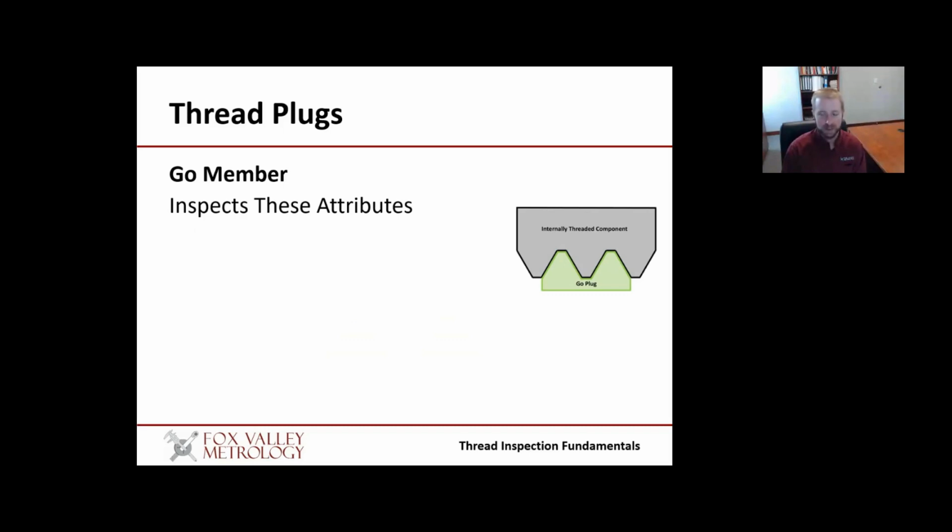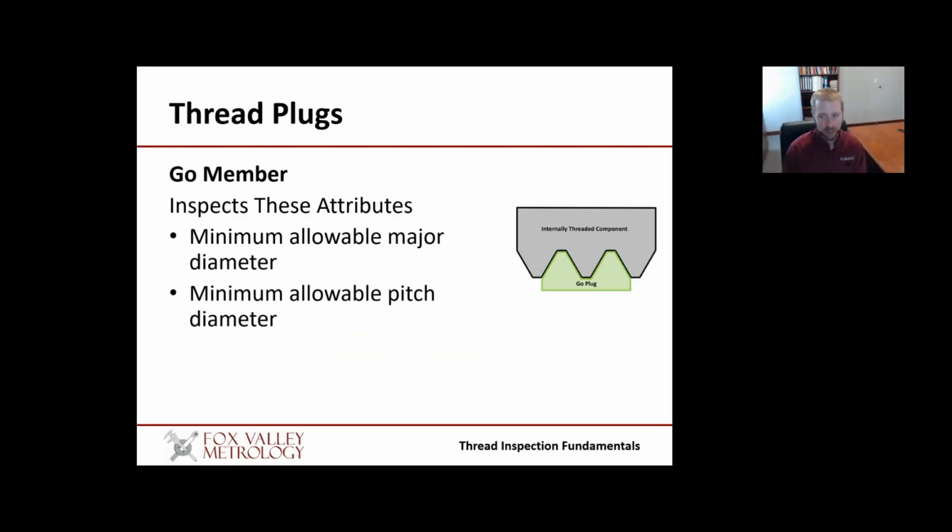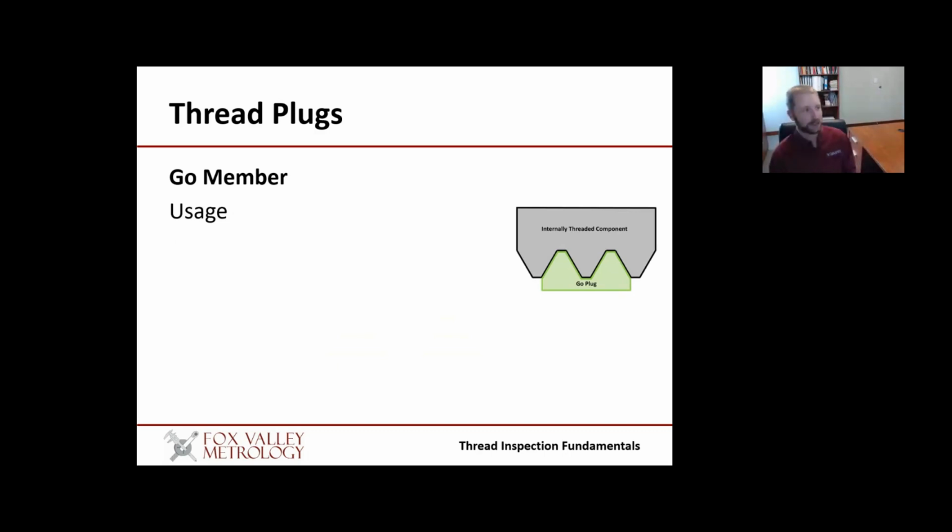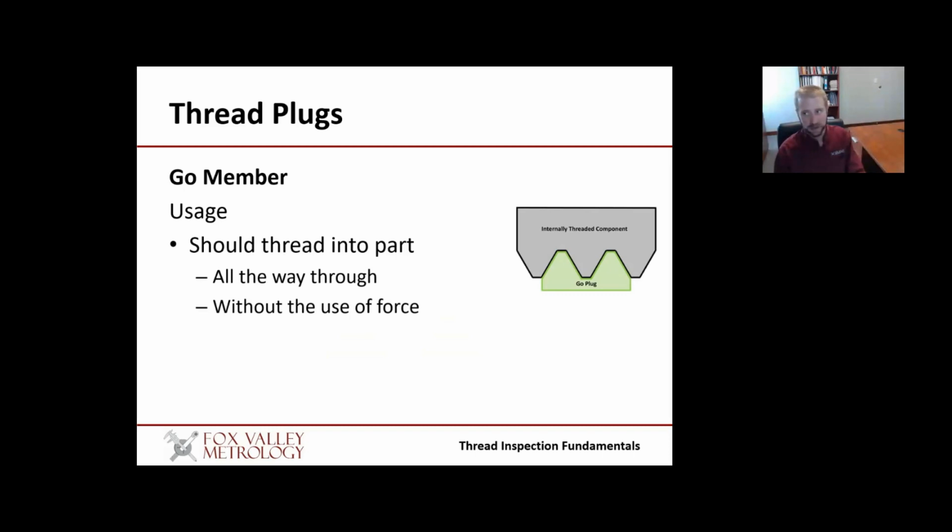So the Go member is specifically checking these attributes of the thread form: the minimal allowable major diameter, the minimal allowable pitch diameter, the flanks, and the lead of the internally threaded component itself. So how do you actually use a Go member in your thread plug? Basically, what you're going to do is you're going to simply take the thread plug and thread it into that internally threaded component. It should thread through the part, or thread into the part rather easily. And really, it should pass all the way through. It should be done without the use of force. If not, the part fails.